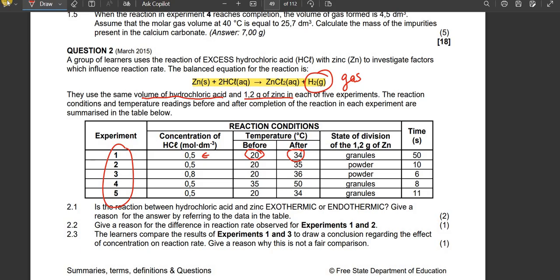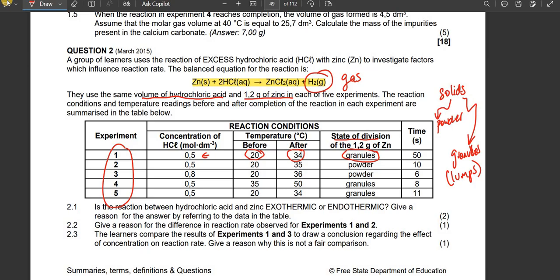And then the state of division, they were using granules. Guys, when you talk about state of division, it refers to the solids. Your solids could be powder, or your solid could be granules. When you talk about granules or lumps, just think of an uncrushed peel and a crushed peel. Granules means uncrushed. Powder means it's ground, it's crushed.